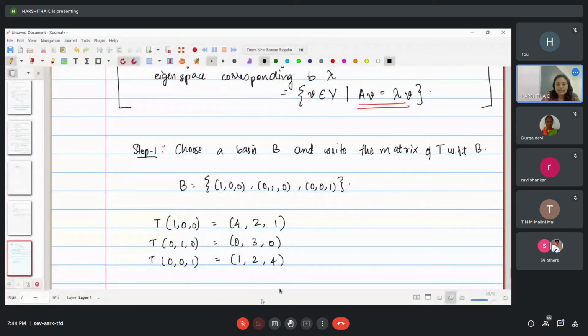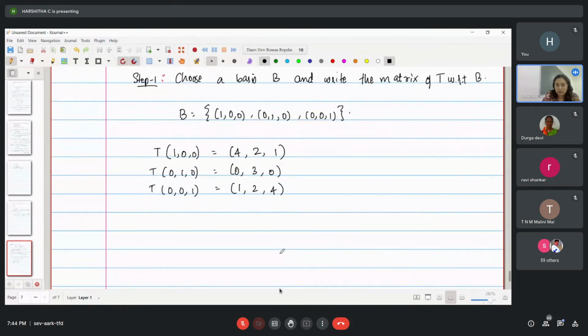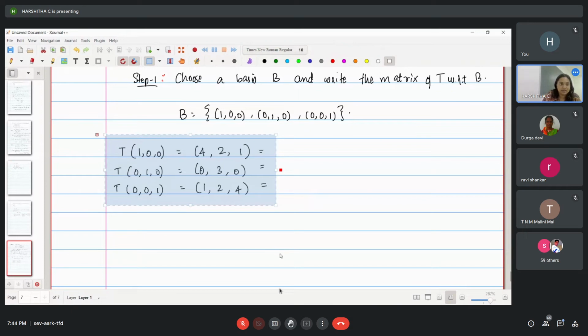Okay. So once you compute this, how do you write the matrices? Whatever is your output, like whatever is your T of (1, 0, 0), you have to write it as a linear combination of the bases. Since we are doing standard bases, writing this will be very easy. So you write these values as a linear combination of the basis vectors.